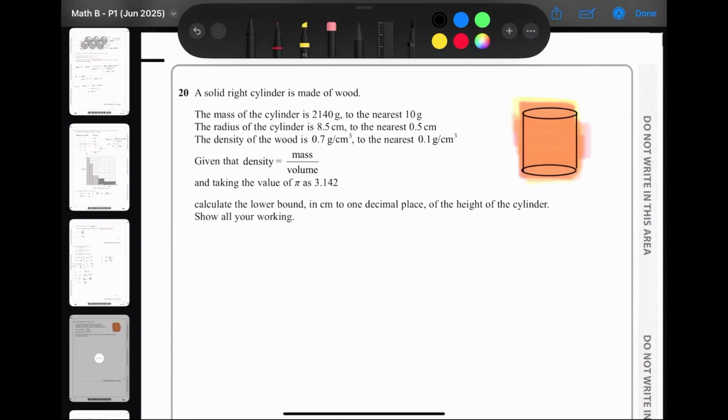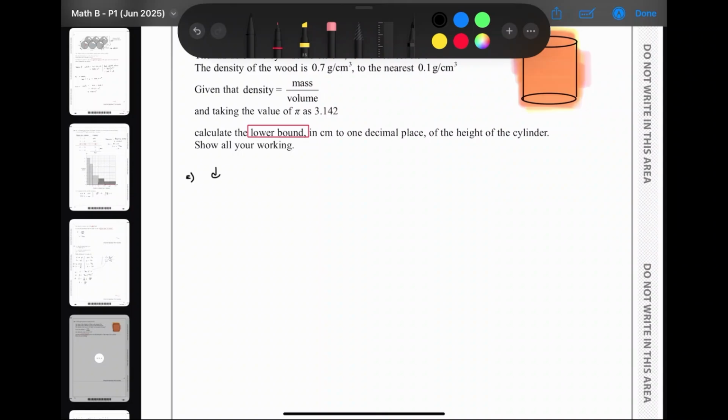For the last one today, we have here a question from Bound. We are asked to find the lower bound of the height of the cylinder. We will have to change the formula of density to isolate the height from the whole volume of the cylinder by replacing it with its formula. Now we reciprocate the positions so h is on the left all alone.